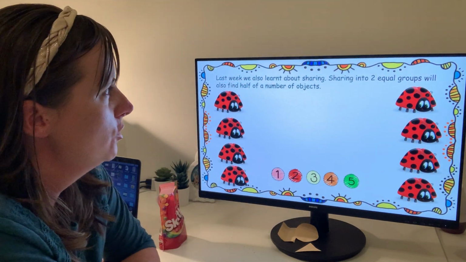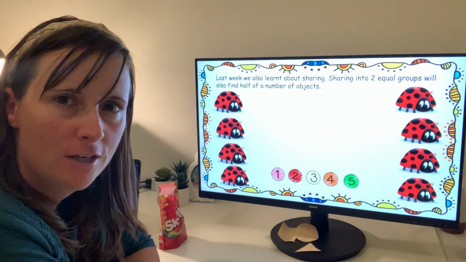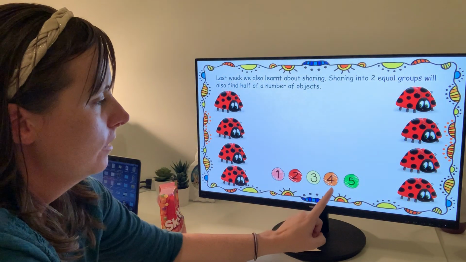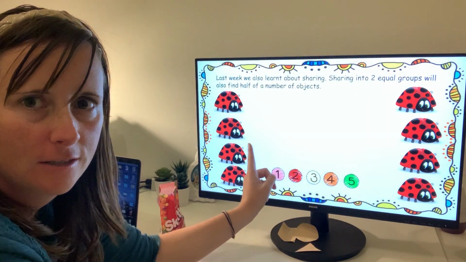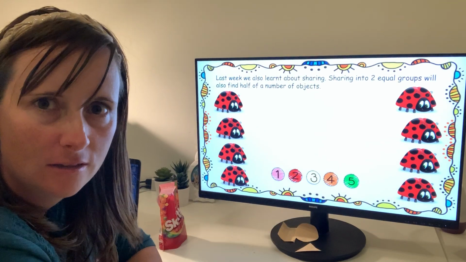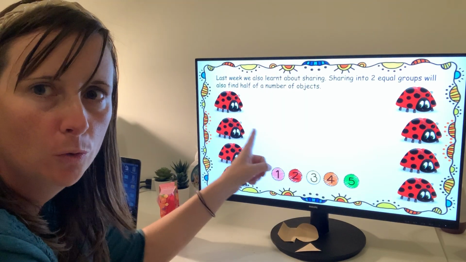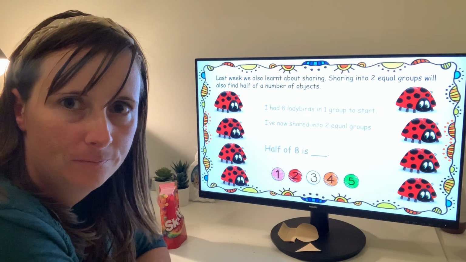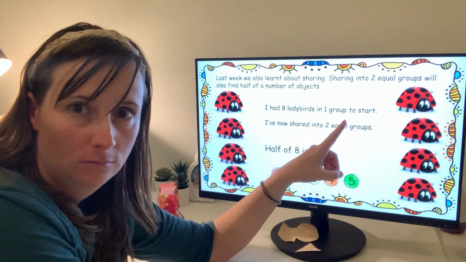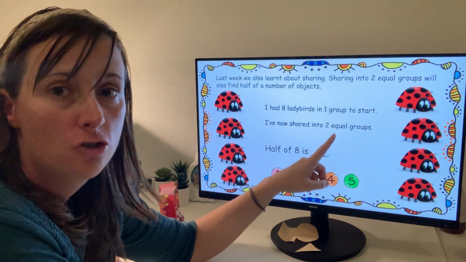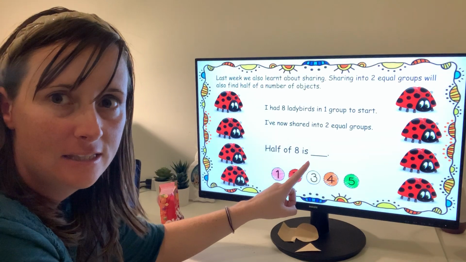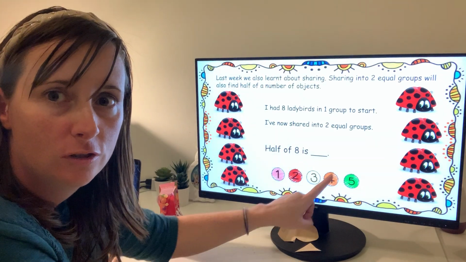So when we shared into 2 equal groups, we found half of the number. And what is half of the number 8? That's right, 4, because we've got 4 on this side, and I've got 4 on this side. So 4 is half of the number 8, and I've done that by sharing into 2 equal groups. So if I had 8 ladybirds in one group to start, I've now shared into 2 equal groups. Half of 8 is 4, so you just need to move the 4 up.